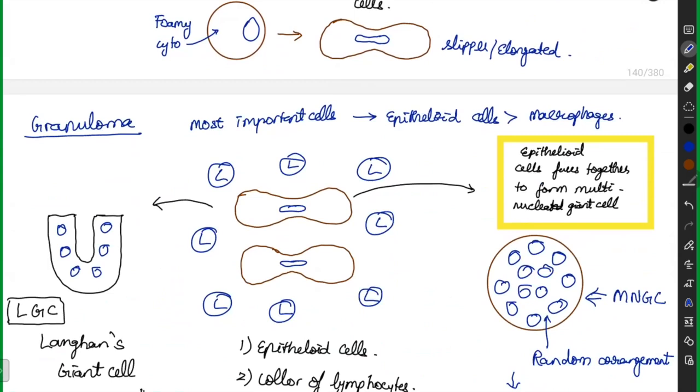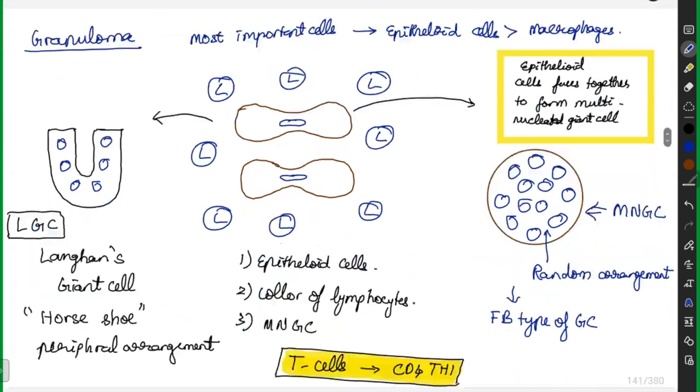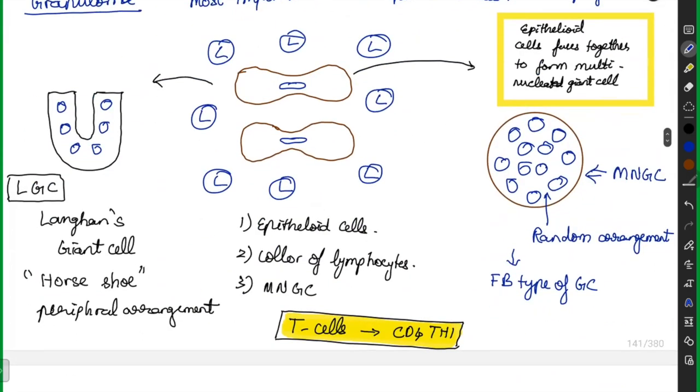Now you can see you're going to have a slipper-shaped or elongated cell present, right? So these are the epithelioid cells. What happens? One epithelioid cell is going to get fused with another epithelioid cell because of the presence of surrounding lymphocytes. So all your epithelioid cells are going to get fused together to form a giant cell, a multinucleated giant cell. This multinucleated giant cell is going to consist of epithelioid cells.